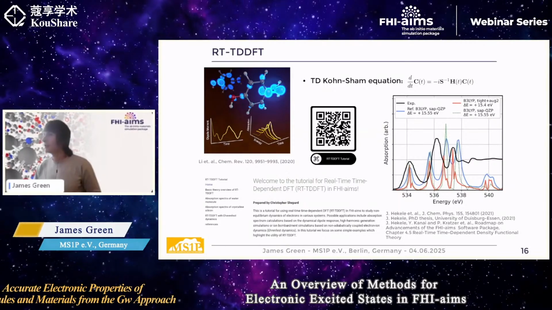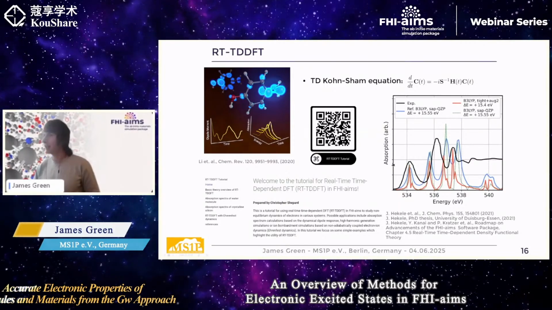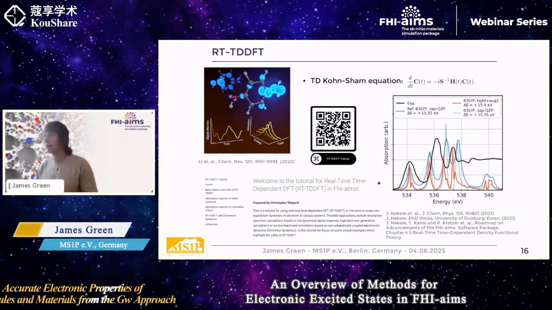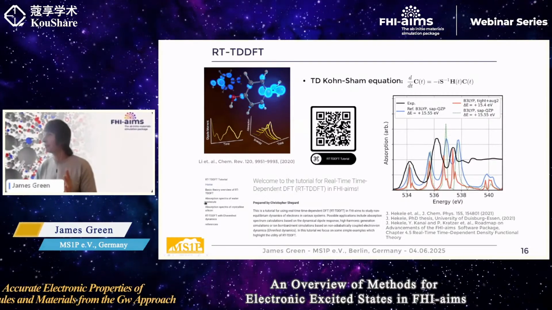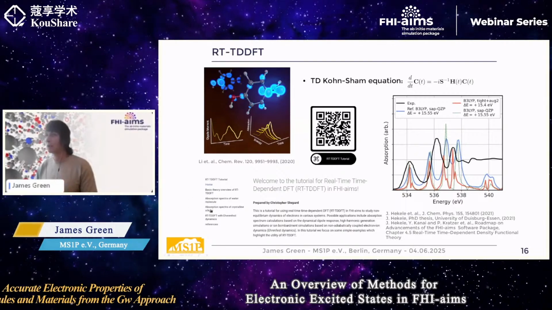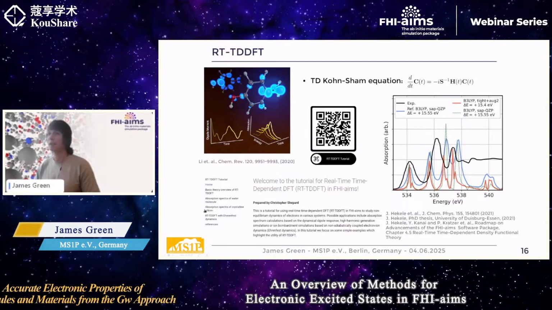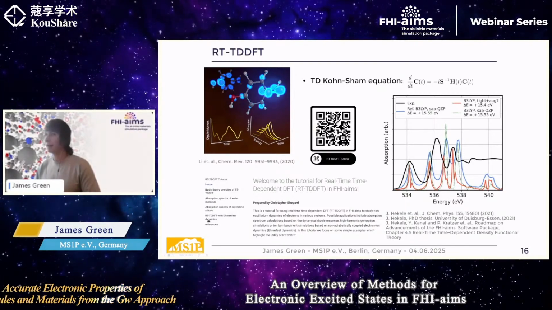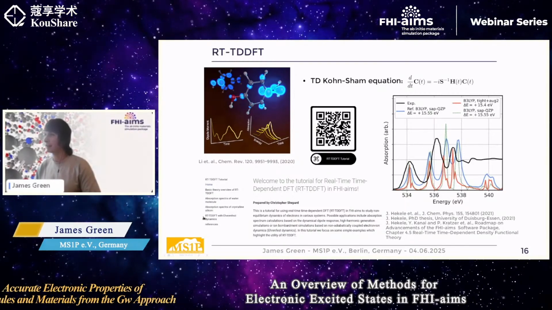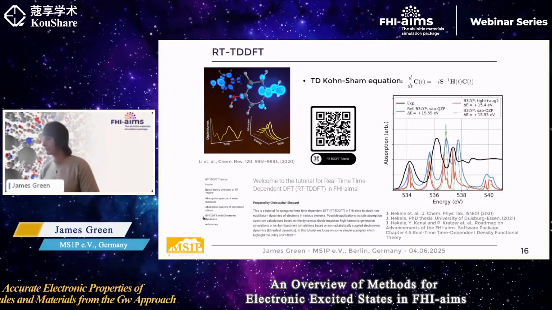And there is also a tutorial available for real-time TDDFT, which shows how to use it both for molecular systems, in the example of the tutorial, the absorption spectrum of water, as well as periodic systems. And you can also do Ehrenfest dynamics on top of real-time TDDFT to get non-adiabatic effects simulated as well.